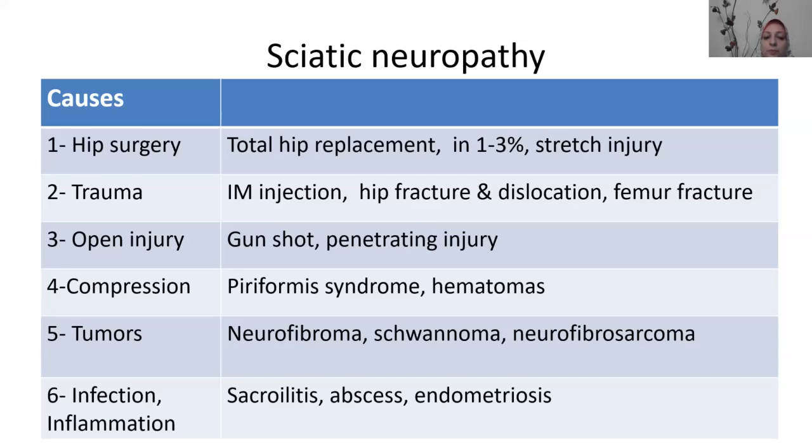Compression by the piriformis muscle, due to the close relation between the sciatic nerve and the piriformis muscle, as it passes just under the piriformis muscle or may penetrate the muscle itself. So hypertrophy of the piriformis muscle may compress the nerve in a condition called piriformis syndrome. It could also be compressed due to hematomas, tumors like neurofibroma, schwannoma, and neurofibrosarcoma, or due to infection and inflammation of the sacroiliac joint, or due to the presence of abscess or endometriosis.